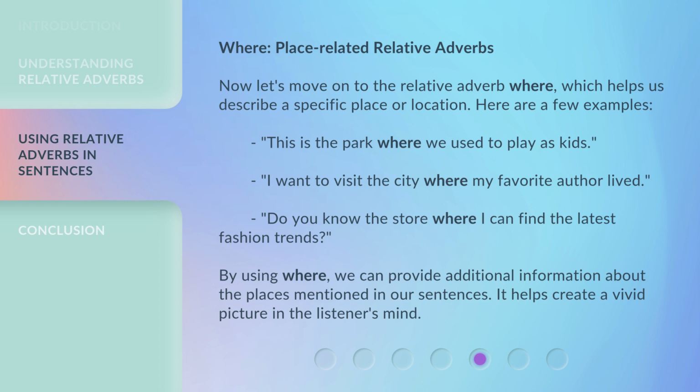By using where, we can provide additional information about the places mentioned in our sentences. It helps create a vivid picture in the listener's mind.